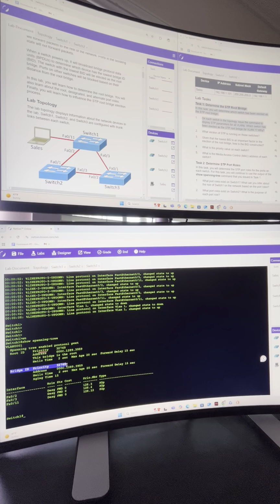We can see switch 1's priority is 32,769. The MAC address is here. We can see the hello times as well, max age and forward delay. Now, we can tell that this is the root bridge because of this output right here.